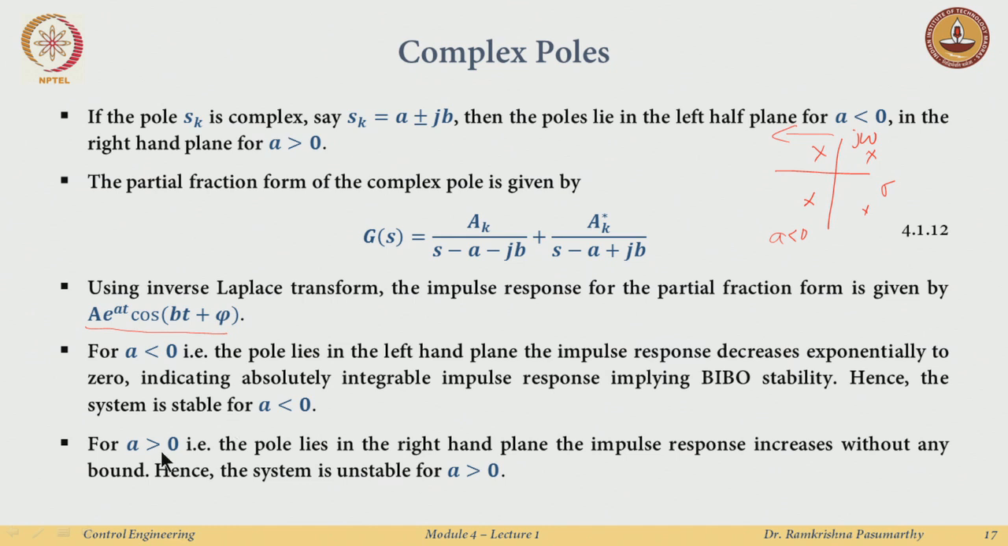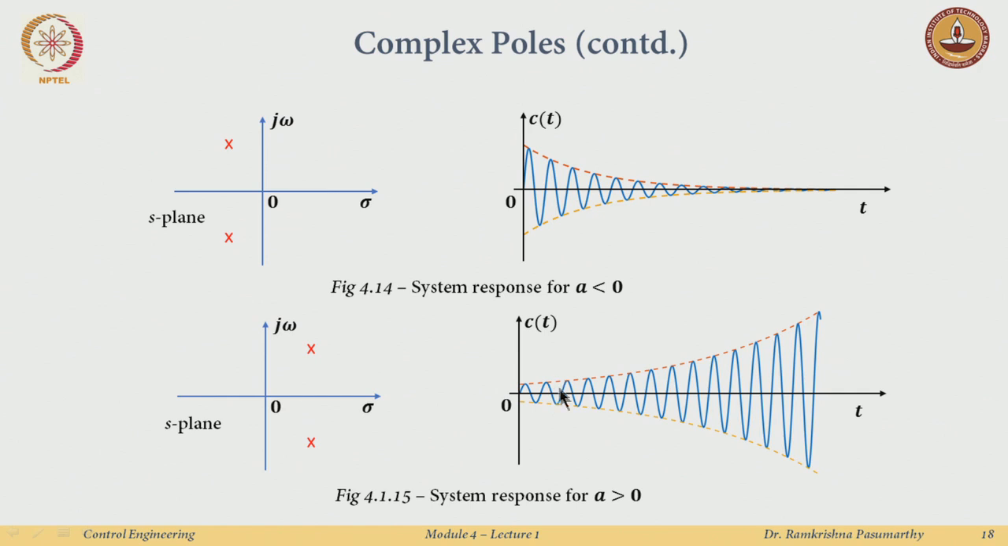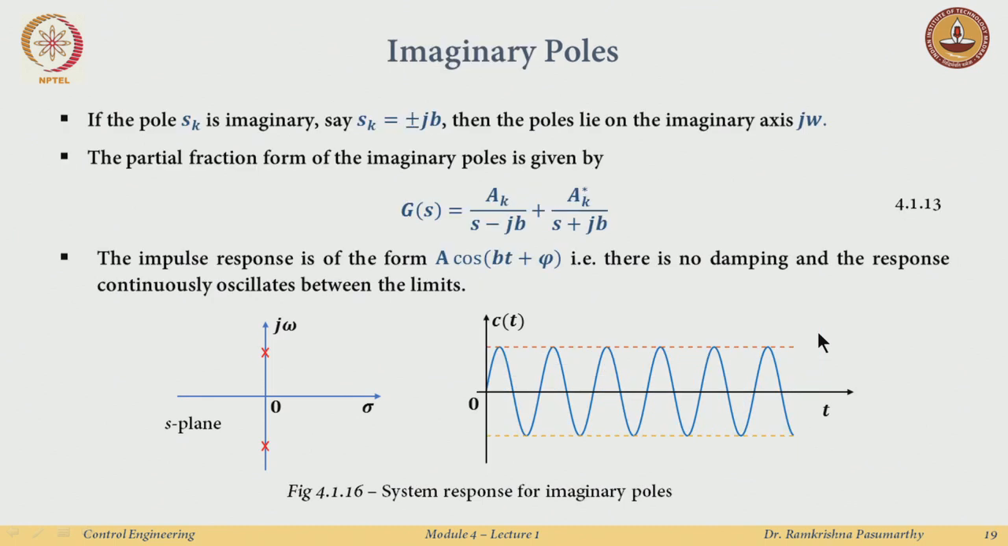For a greater than 0, the poles are somewhere here on the right half plane, and the impulse response increases without any bound. So, it just does this, right. You see that the oscillations keep on increasing in amplitude, and this is an unbounded behavior. Okay. So, what if a equal to 0 again? If the pole s_k is imaginary and say I just have here plus j omega and minus j omega, then the response is simply of the form A cos(bt + phi). Okay.